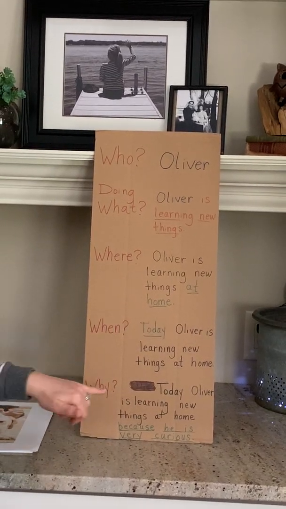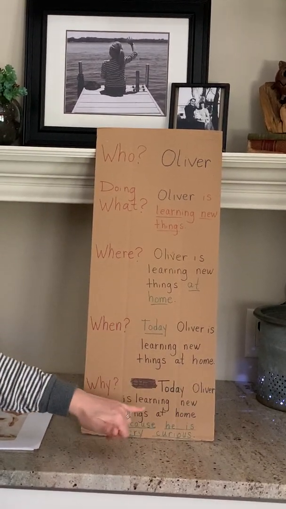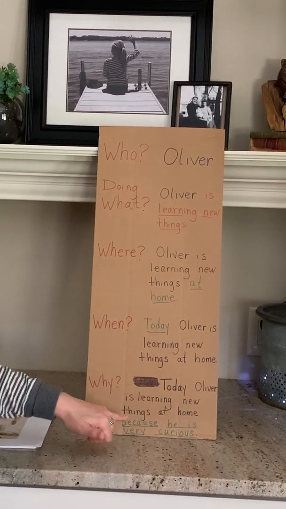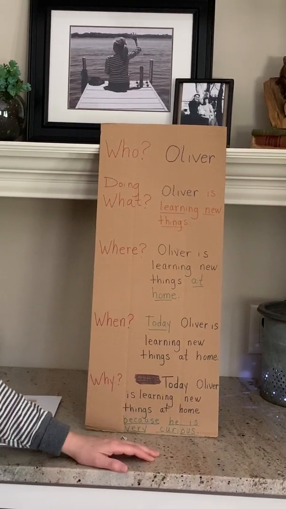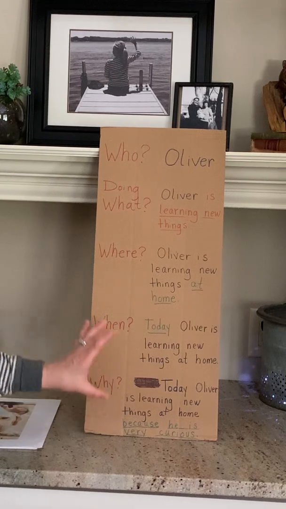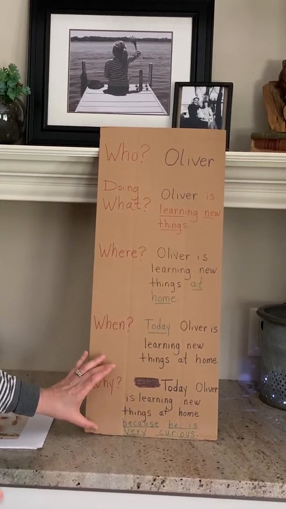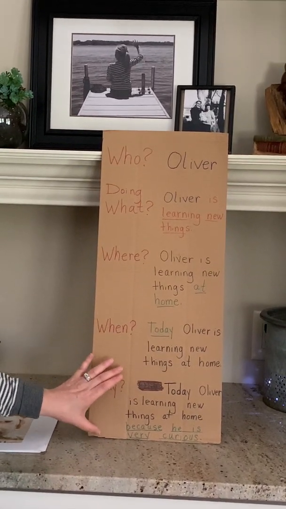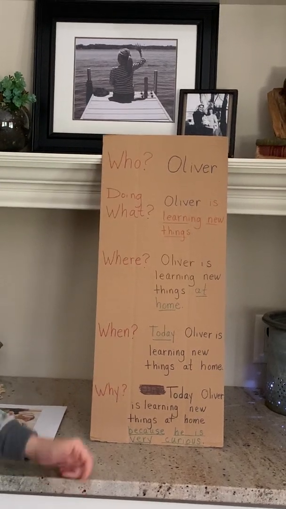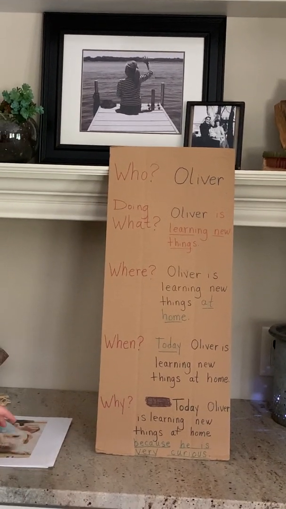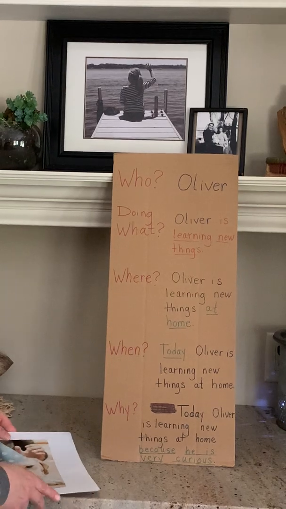Why is this happening? Today, Oliver is learning new things at home because he is very curious. So the writer is telling that reader a lot more information in this last sentence than just in the one word of Oliver. I showed you these at the end of my video last week.